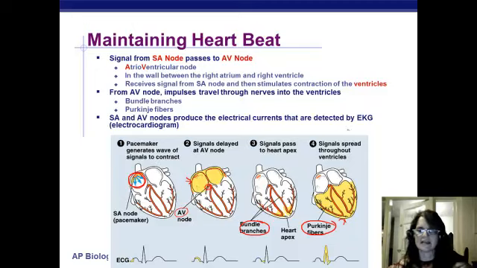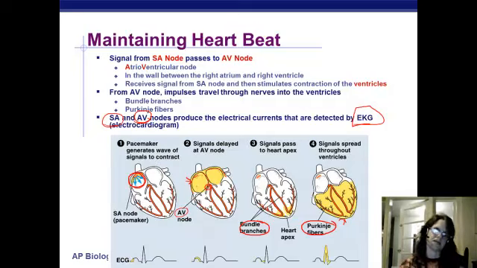When you are looking at an EKG on TV or whatever, this is what they're measuring, is the signals at the SA and the AV nodes, those electrical currents. Okay?